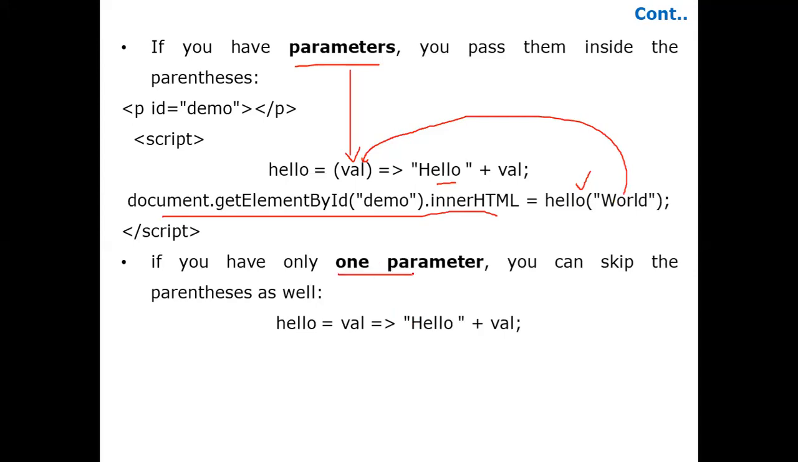If you have only one parameter, you can skip the parentheses. Directly you can use val and this, if you have a single parameter. If you have multiple parameters, like world, comma, ICICI or something, world, comma, web technology, world, comma, FSD, we can have multiple parameters. You need to use the parentheses in place of function. That's how we can define it.